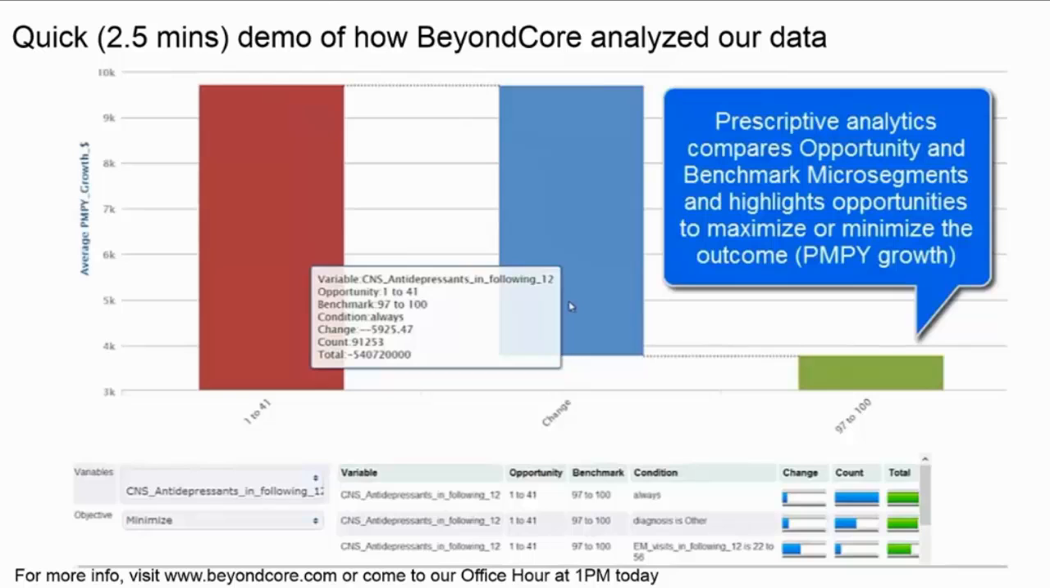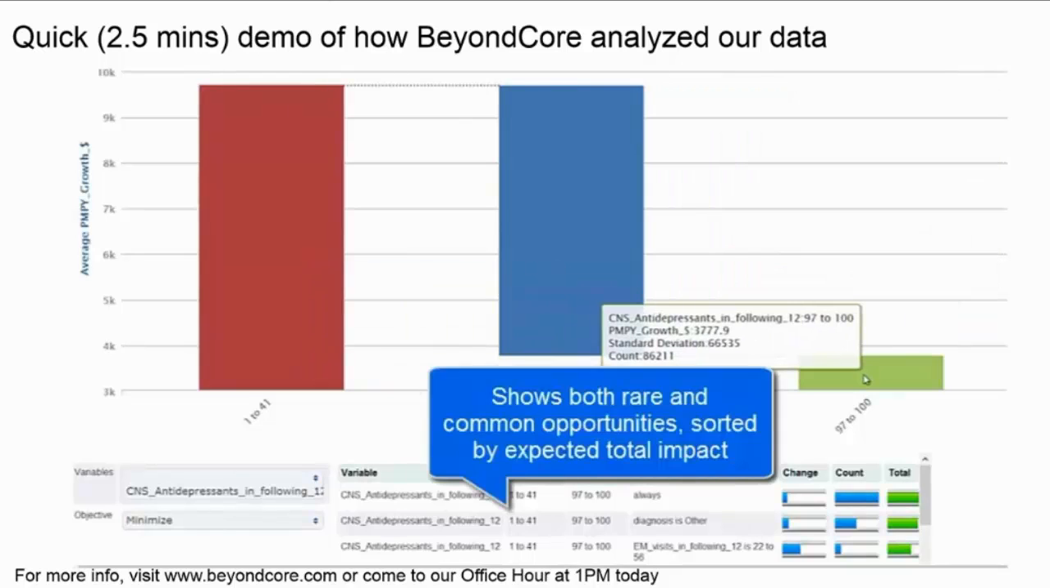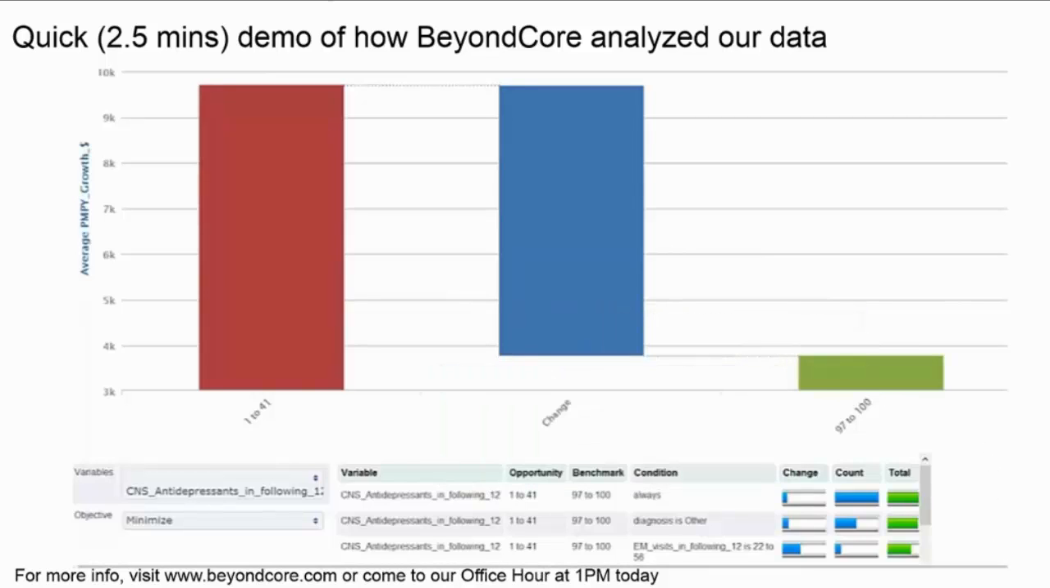The final thing we said, let's look at a patient population on the left, which is the opportunity group, and a patient population on the right, which is the benchmark group. What's the difference between them? The amount of antidepressant they're taking in this case. And what's the difference? $8,000. That's the kind of very simple insight you want to give people, because they don't want to know about regression. They just want to get something they can act on.